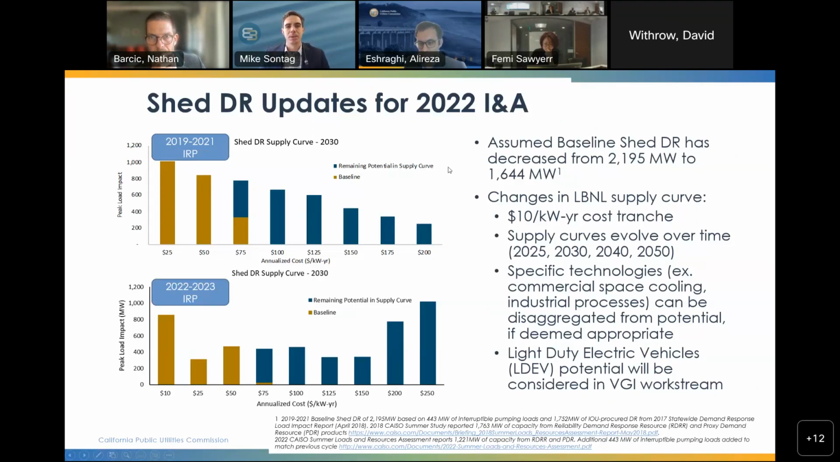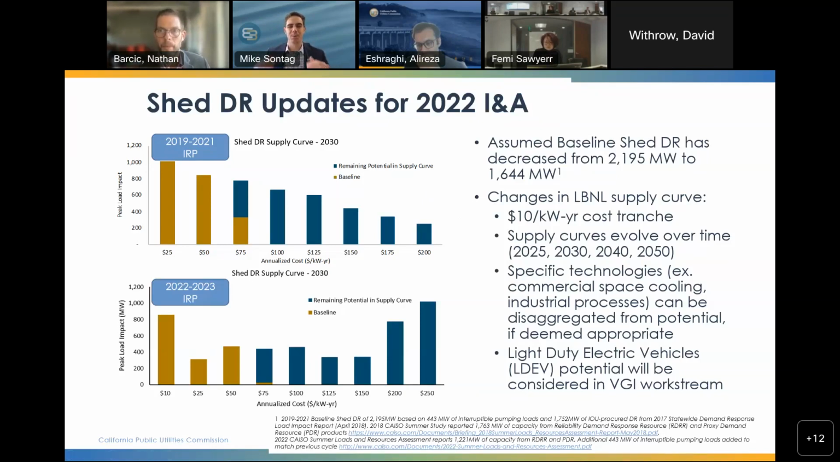The gold in this is baseline, so existing shed demand response on the system, and blue is remaining potential from the LBNL supply curve. The 2 major changes in this from the previous code cycle, first, are that the amount of baseline shed demand response has decreased. This is consistent with CAISO's loads and resources assessment over time between the timing of the previous code cycle and current. The other change is on the LBNL supply curve. The data has just gotten a lot more granular, and so it changes over time. We have snapshots for 2025, 2030, 2040, and 2050, as well as a few more cost tranches. It can get into more detailed end uses and technology types.